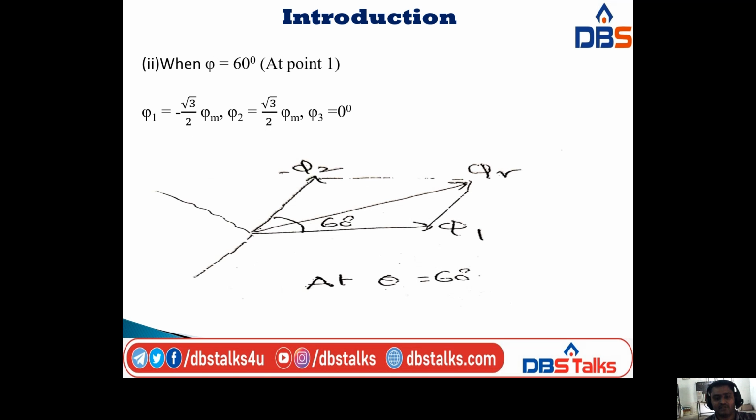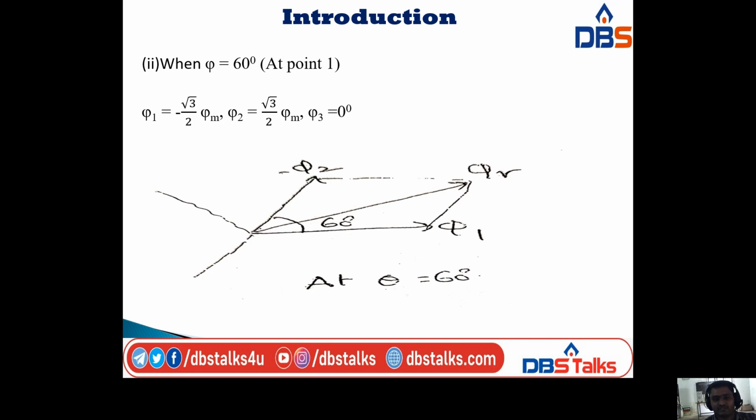What is the value? So 60 minus 120 means minus 60. That is phi 2 is equal to minus root 3 by 2 into phi m, and next phi 3. That is phi 3 is equal to phi m into sin of theta minus 240, that is 60 minus 240, that is we have minus 180. So sin 180 is 0, that is phi 3 is equal to 0. Okay, and finally we have phi 1 as root 3 by 2 into phi m, and phi 2 is minus root 3 by 2 into phi m, and phi 3 is equal to 0.